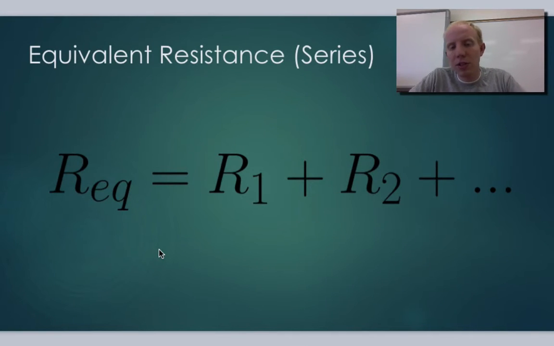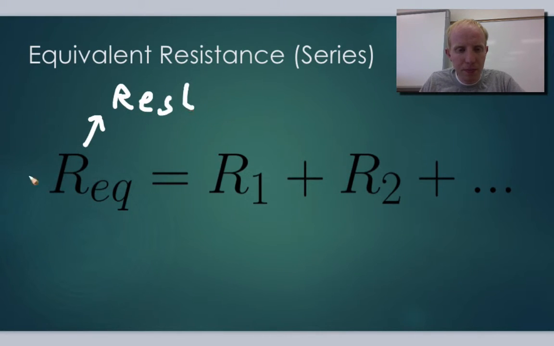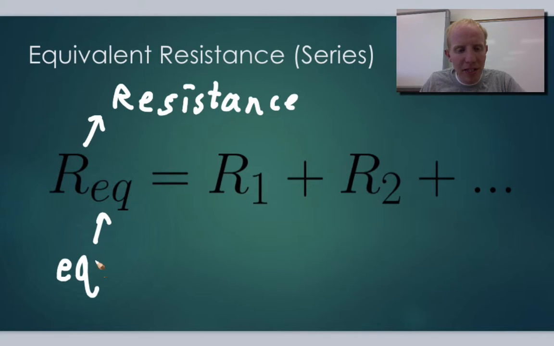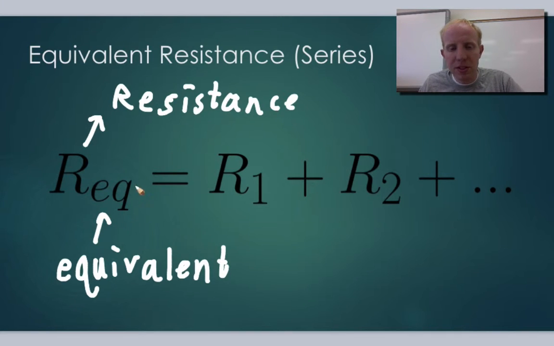If we set up the resistors in series, it's really easy to do the math. The equivalent resistance, R_eq, as we write it, where R is always resistance, and EQ as a subscript means equivalent, or basically total, is just equal to the resistance of the first resistor plus the resistance of the second resistor, and so on for all the resistors that are in series.